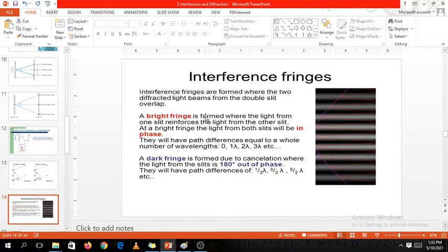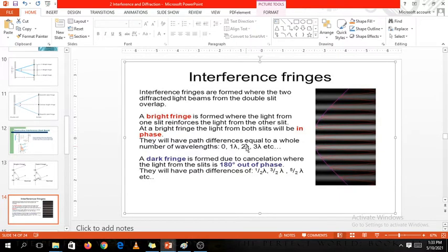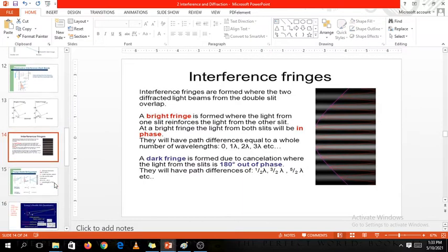A bright fringe is formed where the light from one slit reinforces the light from the other slit. So constructive interference will be in phase. Therefore, their path differences are always whole numbers of wavelengths because they are in phase: 0, which is the central bright fringe, 1 lambda, 2 lambda. But a dark fringe is 180 degrees out of phase, so the path difference will have a fraction, a half: 1/2 lambda, 3 halves, 5 halves, and so on.